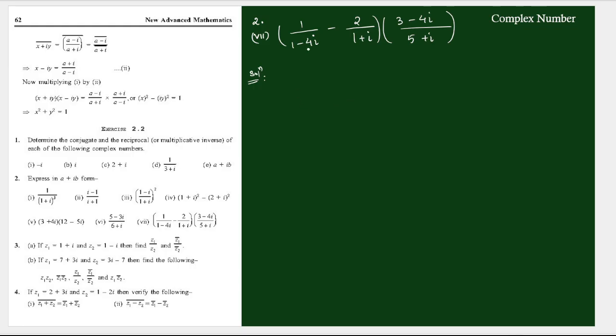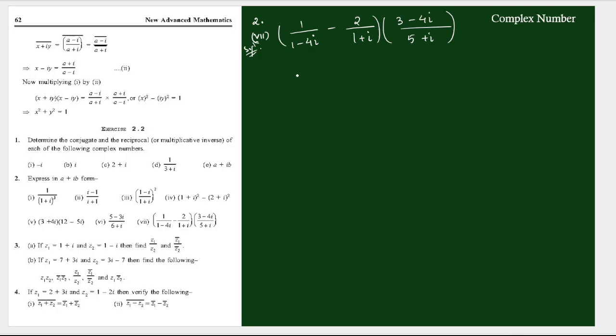So 1 by 1 minus 4i, minus 2, 1 plus i, and then 3 minus 4i, 5 plus i. Say this is my solution, okay? I will not repeat it again.